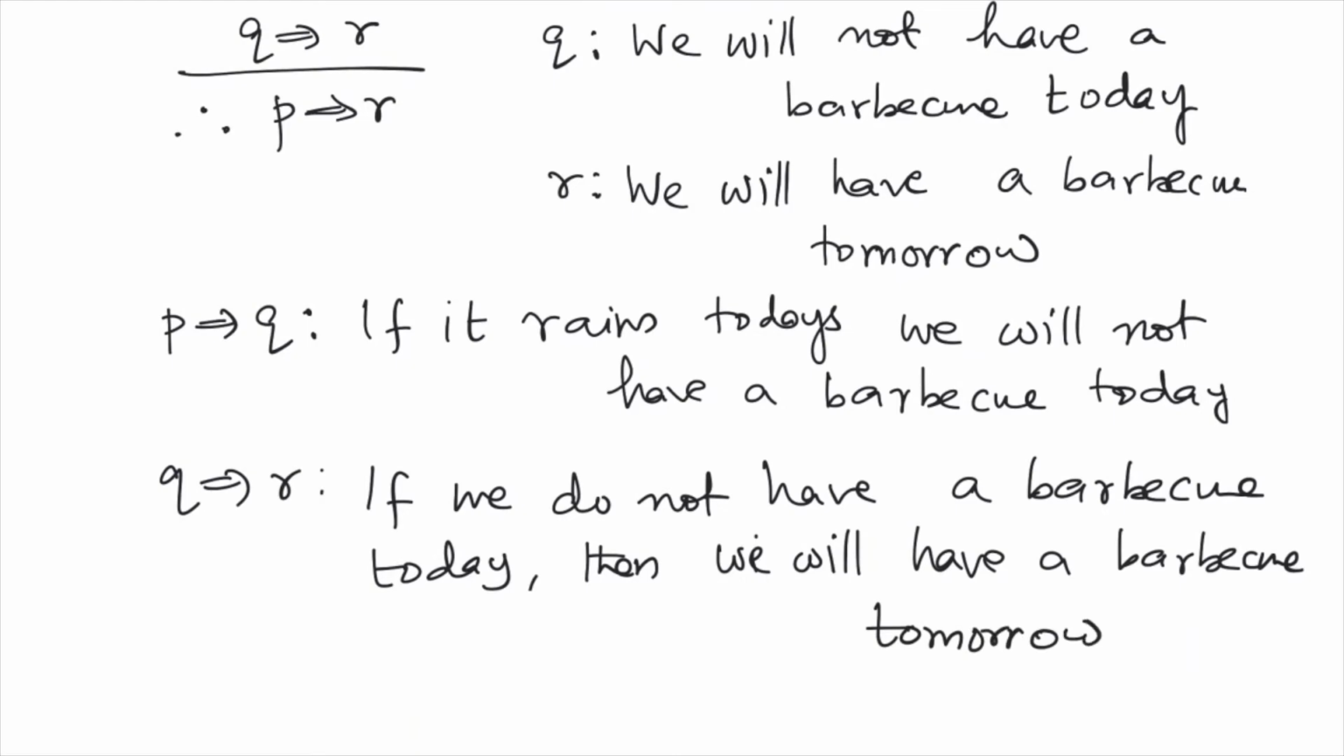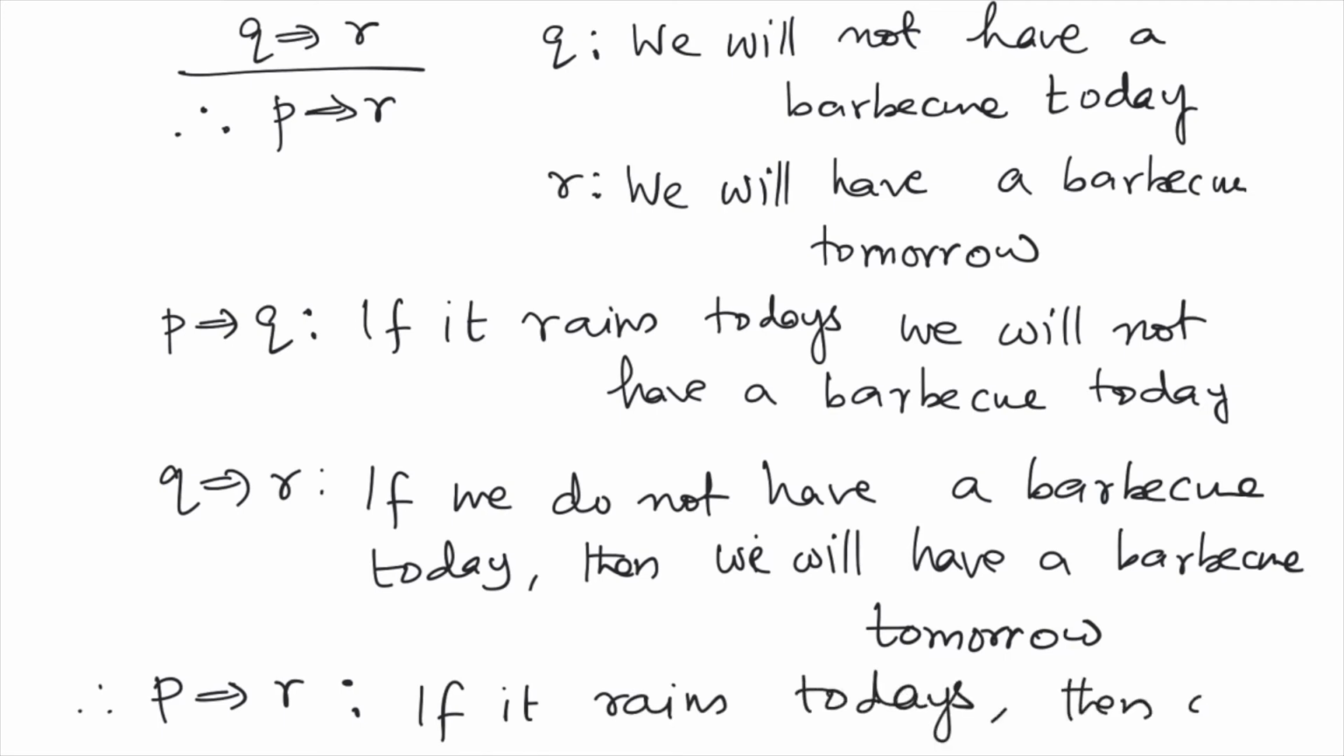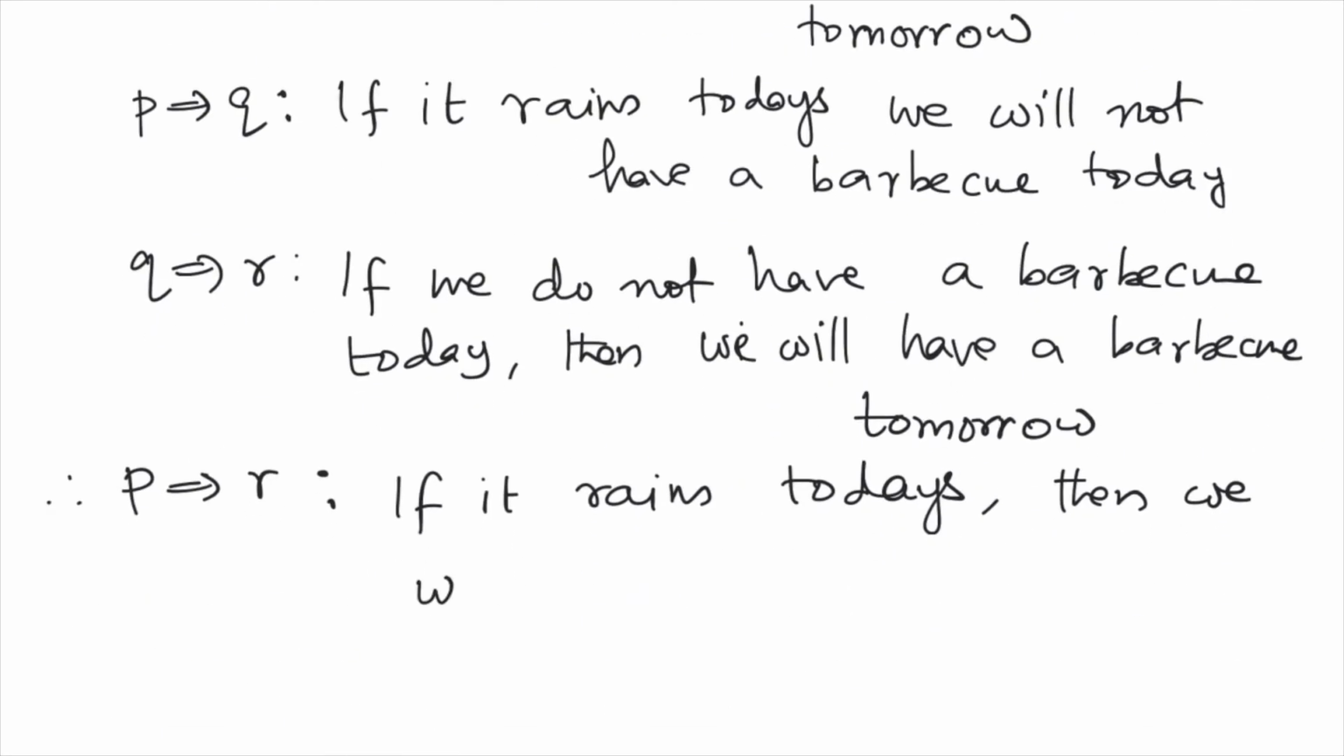Now, if both these statements are given, then you can simply write P implies R. Therefore, P implies R. Why? Because you can say that if it rains today, then we will have a barbecue tomorrow. So that is the simple idea of the rule of inference, what we call hypothetical syllogism.